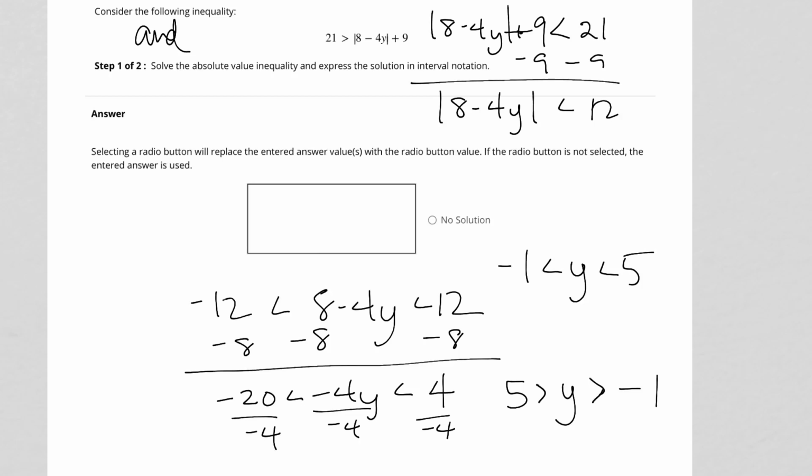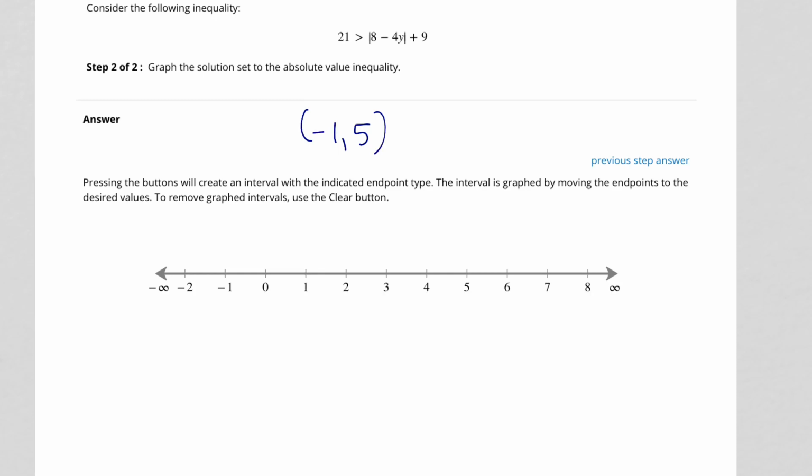In interval notation, it's going to be negative 1 with a parenthesis, comma, 5 with a parenthesis. When I graph that, I'm going to have an open parenthesis at negative 1, opening to the right, a parenthesis at 5, opening to the left, and I'm going to shade in between.